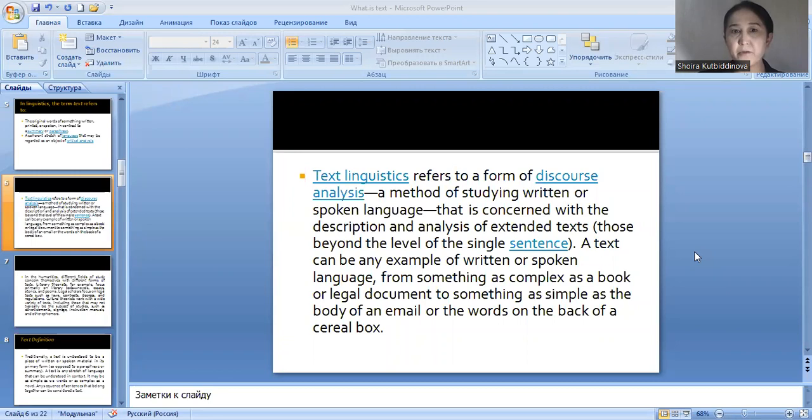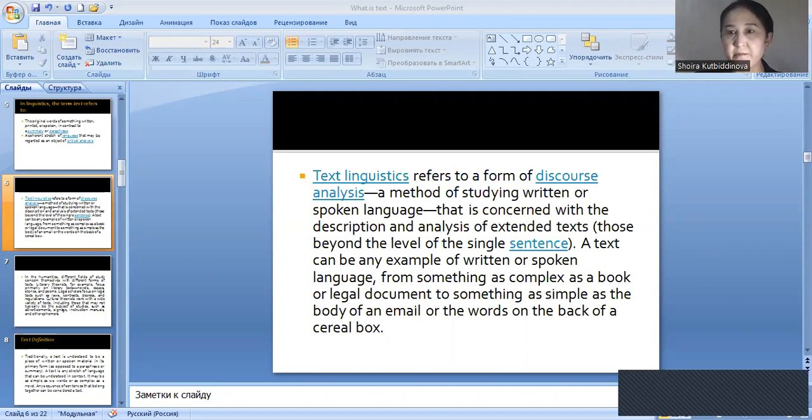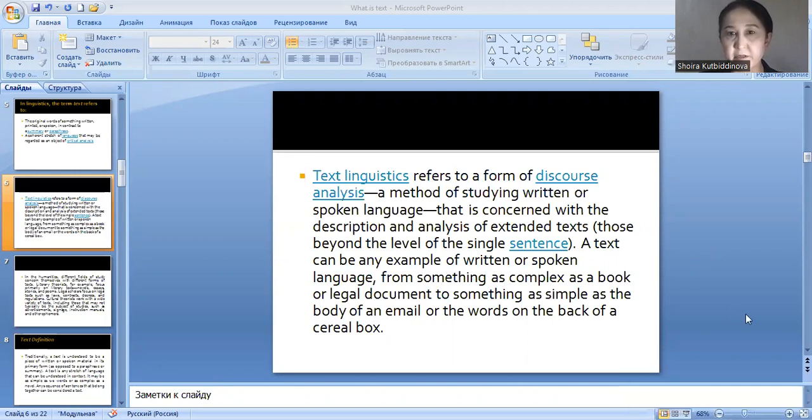So text linguistics refers to a form of discourse analysis, a method of studying written or spoken language that is concerned with the description and analysis of extended texts, those beyond the level of a single sentence at least. And text can be any example of written or spoken language, from something as complex as a book or legal document to something as simple as the body of an email or the words on the back of a cereal box.